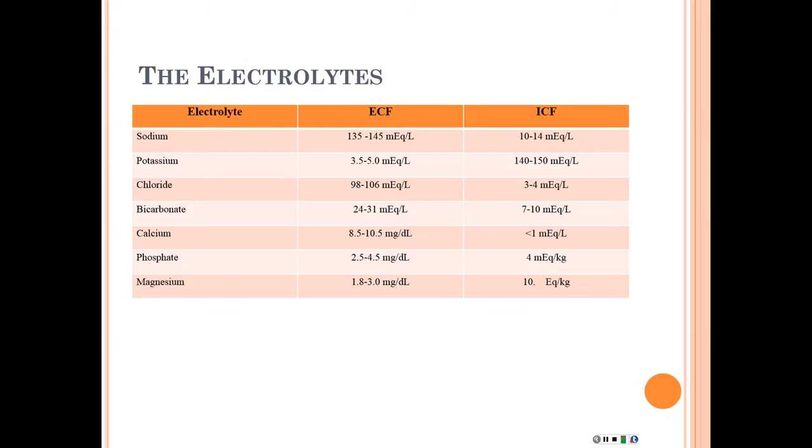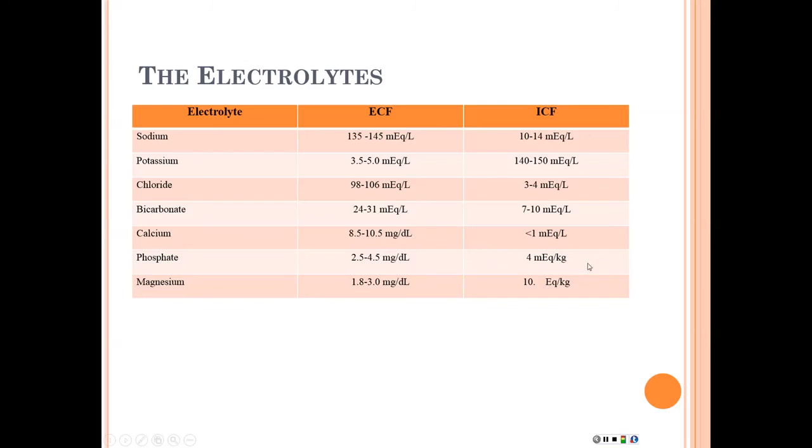The electrolytes we're going to be looking at throughout this chapter are listed here. What I want you to recognize is whether the concentration of that particular electrolyte is greater in the extracellular or the intracellular fluid, so ECF versus ICF. I do not require that you know the specific numbers, rather simply that there is more extracellular or more intracellular. So for instance, sodium is highly concentrated in the extracellular fluid, much smaller amounts intracellularly, whereas potassium is just the opposite, and so forth.